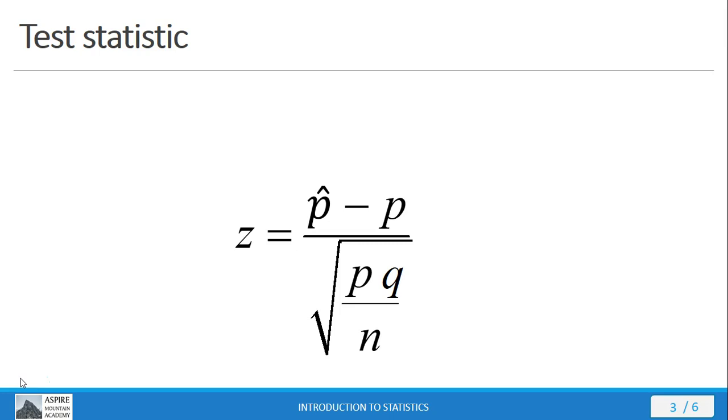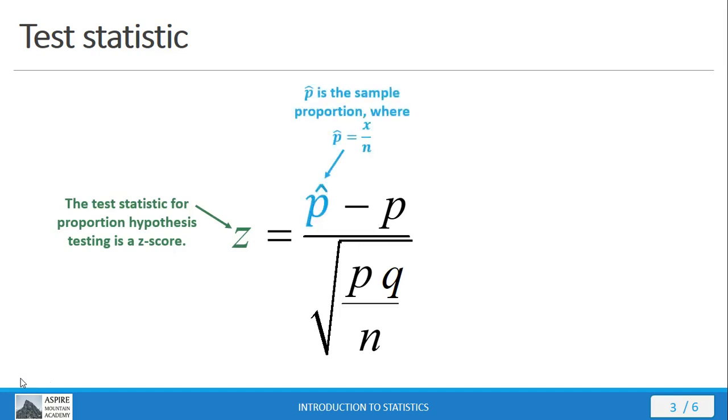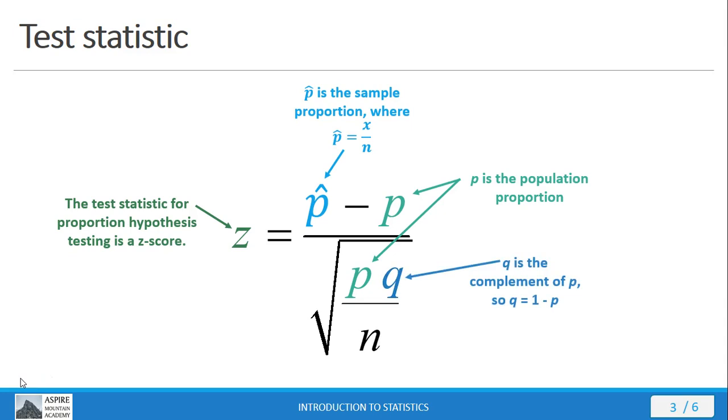Notice we're calculating a z-score here, and that's going to be our test statistic. We calculate it by taking p hat, which is the sample proportion, and subtracting from it the population proportion, and then dividing by the square root of that same population proportion multiplied by its complement. You can think of p and q as the proportion of success and failure, because we remember that requirement for the binomial distribution. And then we're just dividing by the sample size. So these are the different elements that we have in our test statistic.